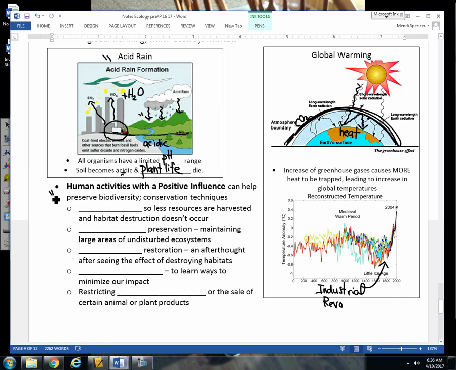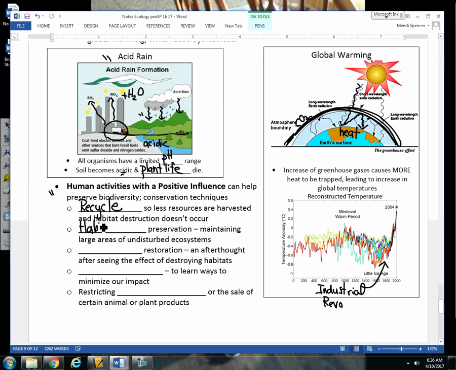Now, not all human activities can be negative or destruction. Here's some activities with a positive influence. We can preserve biodiversity through different conservation techniques. Some things that we can do is recycle, so less resources are harvested. There's been reports, articles, stories about people that recycle so much that all the trash they accumulate in a year that's non-recyclable can fit in the glove box of their car. So we can recycle, so we have to then mine and acquire less resources from the earth.